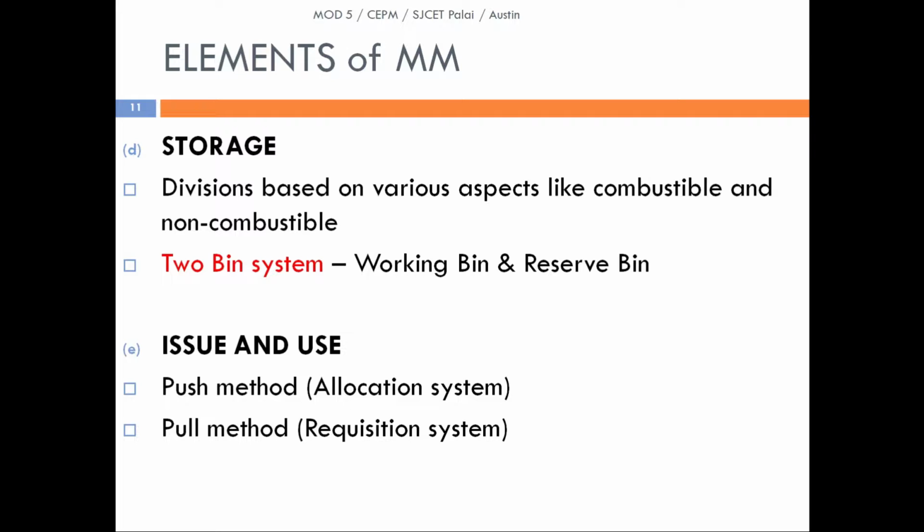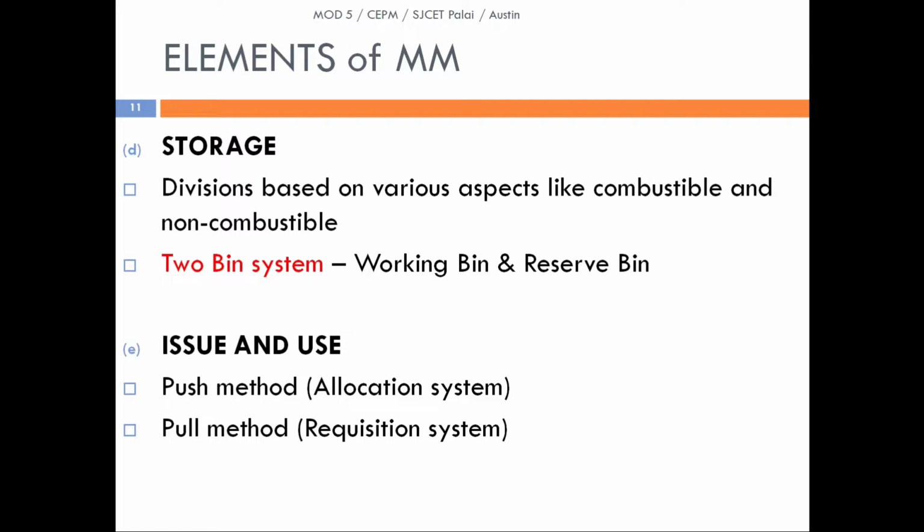The next one is issue and use. So once we have stored, we have to utilize that upon request. So there can be 2 methods. First one is the push method and the second one is the pull method. Push method is also known as the allocation method, and pull method is said to be the requisition method.